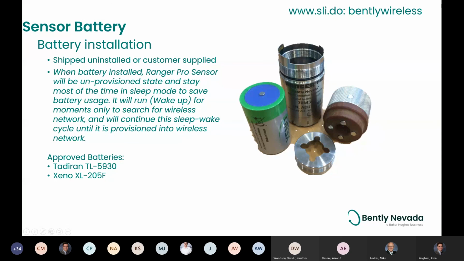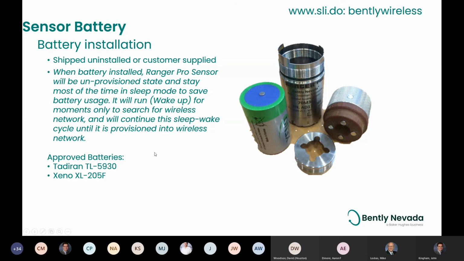Okay. So when the battery is installed, the Ranger Pro sensor will be unprovisioned, and it'll stay most of the time in sleep mode. It'll wake up every so often, and it'll look for a wireless network nearby. If it finds one, great, it's going to try and join that network. If it doesn't, it's going to go back to sleep, and it'll wake up again in a little while and look for that network.